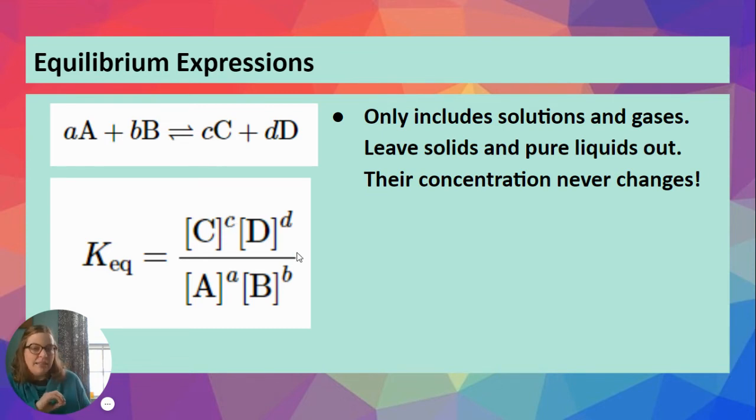Now, this is not the same thing as a rate law. Remember, we talked about how those coefficients don't become the powers. In an equilibrium expression, they do. So if this is a 2, this becomes a squared, and so on. And then you do that for all of your reactants on the denominator part of this expression. Like I said, you're going to leave out pure solids and pure liquids. So if you see solid iron, that's not in there. Liquid water, not in there.